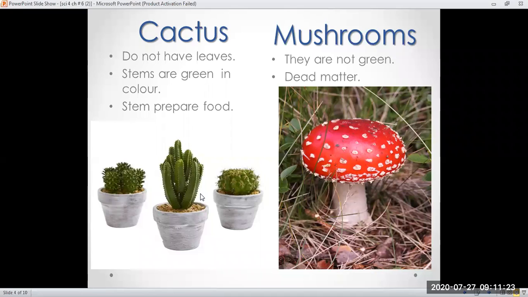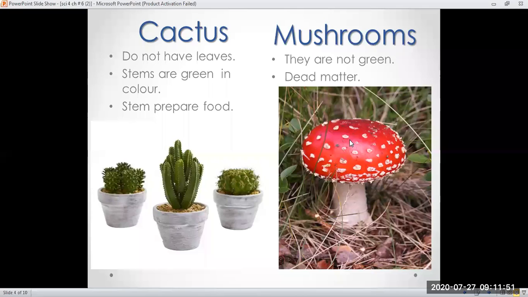Their stems prepare the food for the cactus plant. So a second plant is the mushroom, which is also not green. So how do mushrooms prepare food? Mushrooms don't prepare food; they take their food from dead plants, from the soil, from the environment.